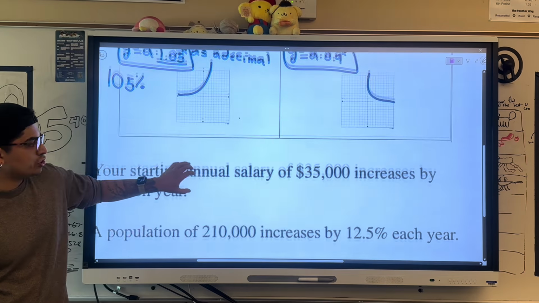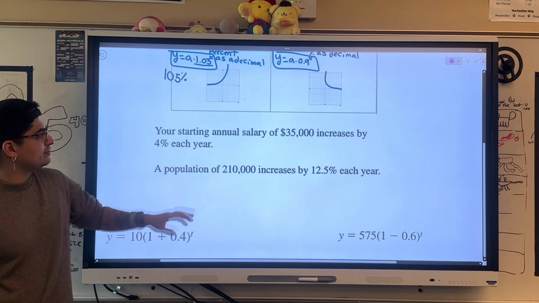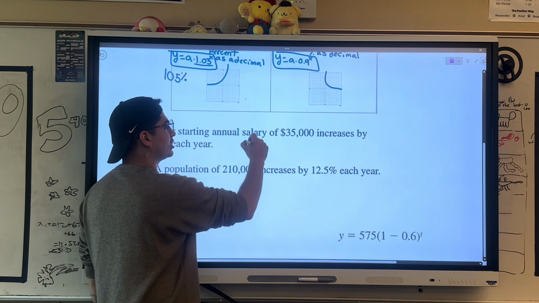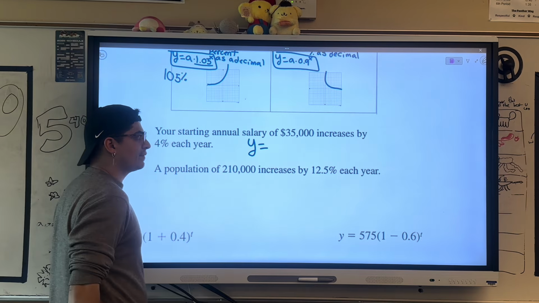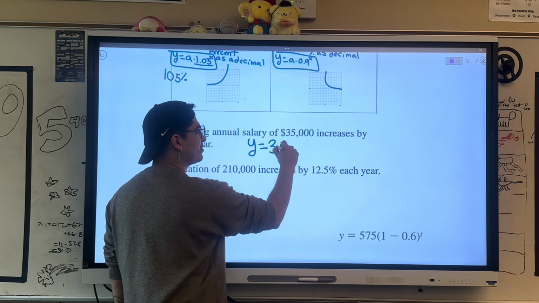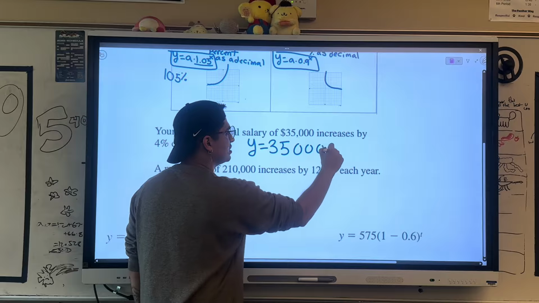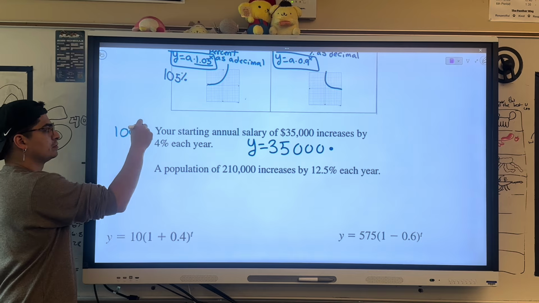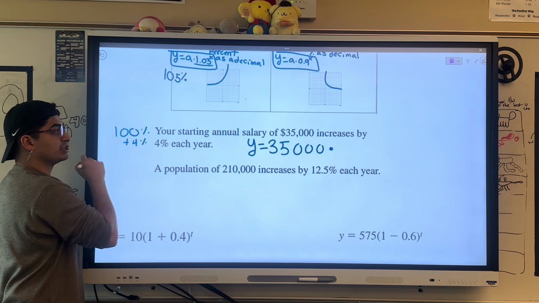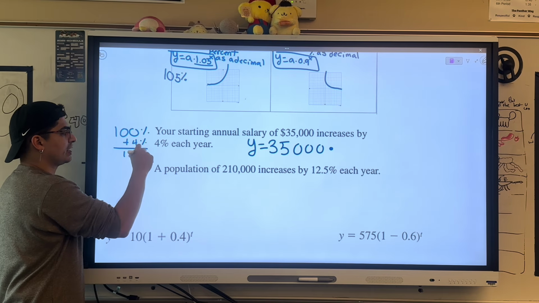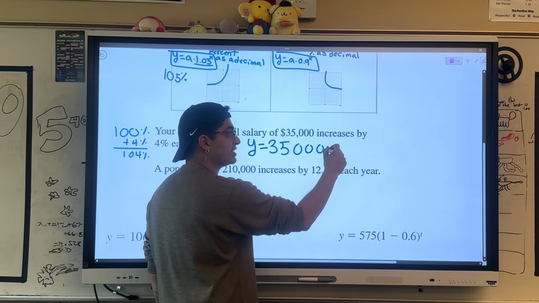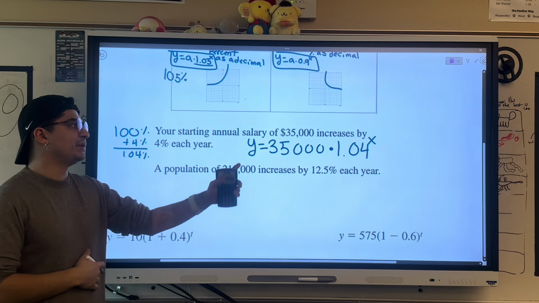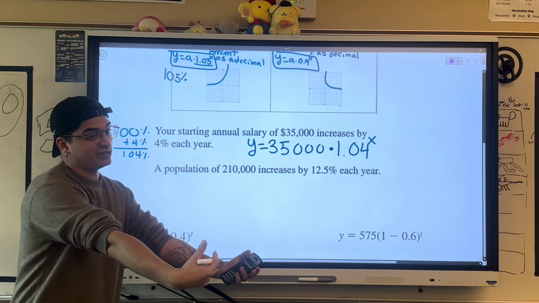So I'm going to go ahead and do two problems real quick. So let's say I'm starting at 35,000 and I'm increasing by 4% each year. That would look like y is equal to my starting value 35,000 times, what's my increase here? Well, 100% plus 4% each year would give me, I'm increasing by that 104%, or as a decimal, 1.04 exponentially. And so if I put the number 5 in there, that'd be saying after 5 years.